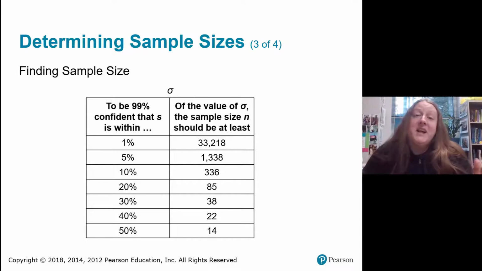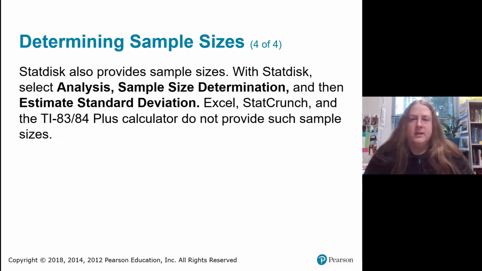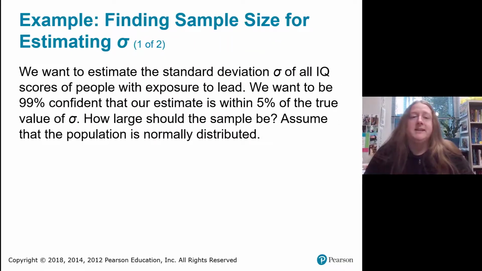If instead we want to be 99% confident that our sample standard deviation is within whatever of these percents, the sample sizes that we need are much larger. So technology can also help us out with finding sample sizes. We're not going to deal with that. So let's take a look at an example.